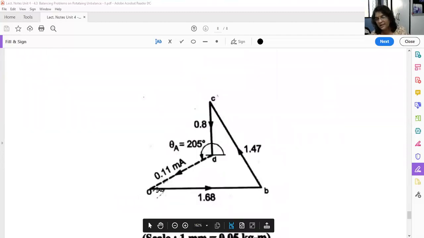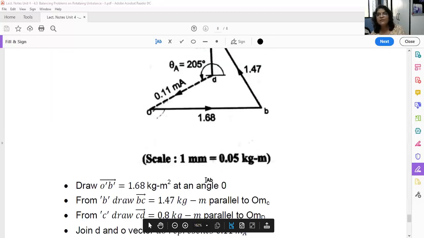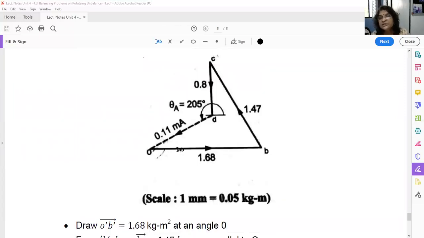Then draw a line representing 1.68 kg meter length at 0 degree angle. There is no positive negative in forces. So this is the length 1.68 divided by scale. What scale you have taken? 1 mm is equal to 0.05 kg meter. So this is O to B.